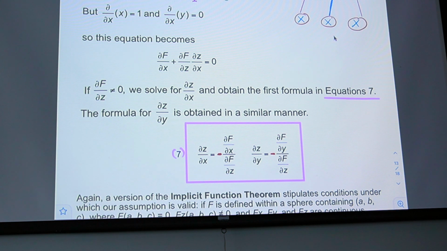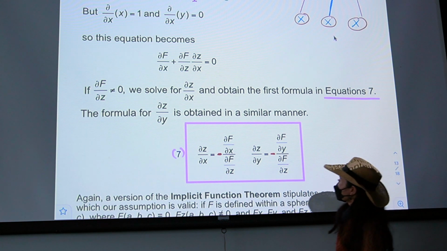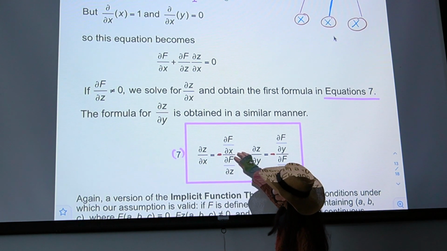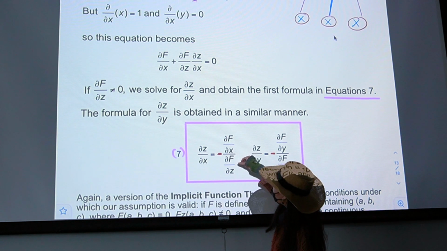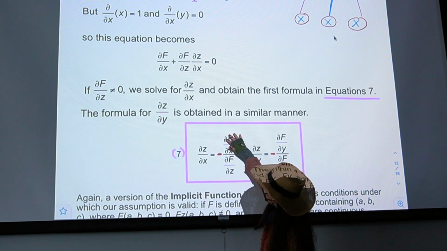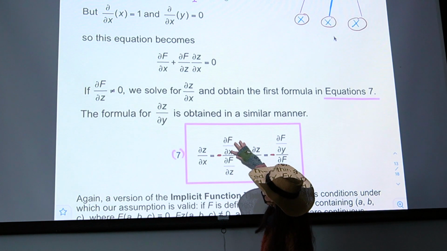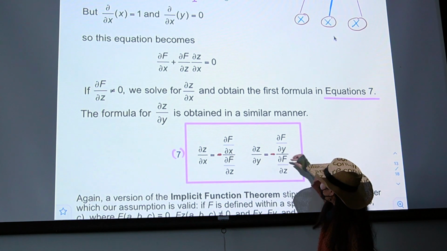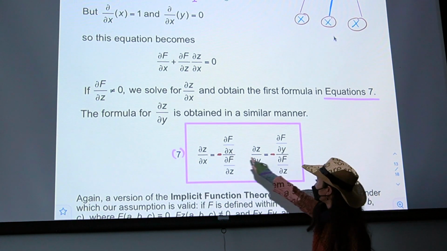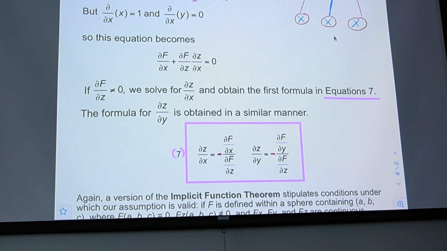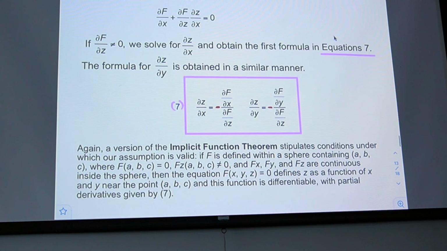Is there a pattern to remember this? You can notice that the x and z are switched, and then for the y derivative, the z and the y, but with the negative sign over here. So try to think about a pattern to remember.